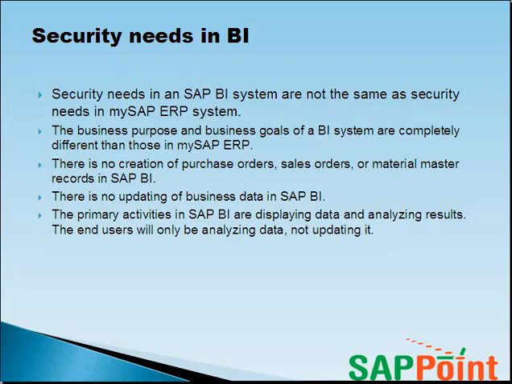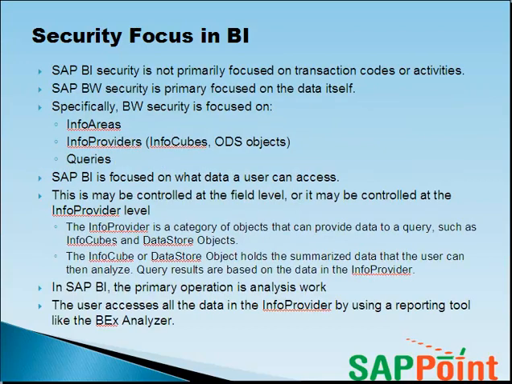So why is the BI system used? BI system is used, like BW, for displaying data and analyzing the results. So the end users who use the BI system will only analyze the data and not update it. In the BI, security is primarily focused on the data, because users may not have any transaction codes. So the security is not focused on transaction codes or the activities. It is primarily focused on the data itself.